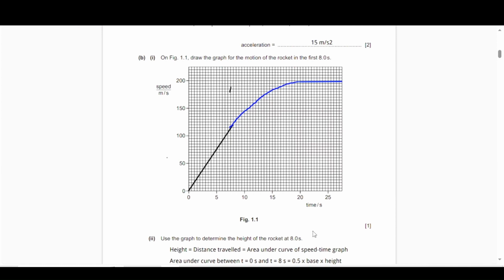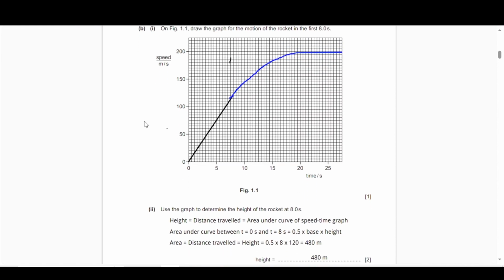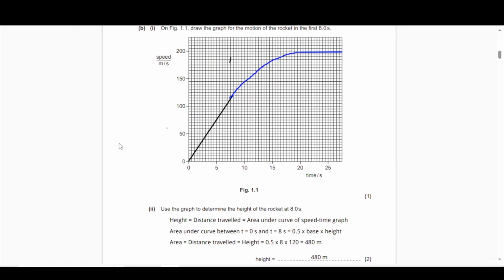The height is basically the distance traveled. And we know that from a speed-time graph, the distance traveled is essentially the area under the curve. So we've got here a positive linear gradient, which means we're going to get a triangle. So it's going to be half base times height. So if we go up to 8, 8 is around this point here, and then if I look at the speed for it, we can see that the speed for that is around 120 meters per second. If I multiply it out, it says I've traveled 480 meters in a matter of 8 seconds, which is pretty quick.